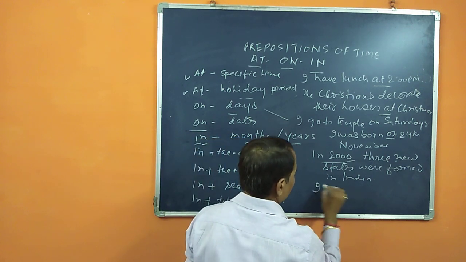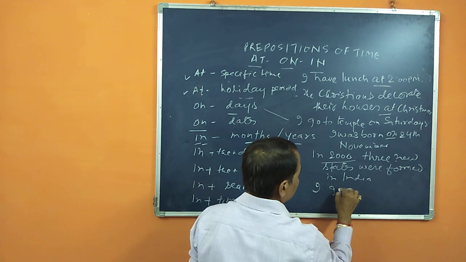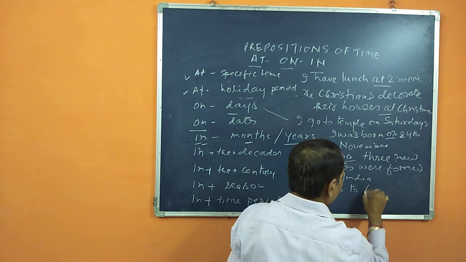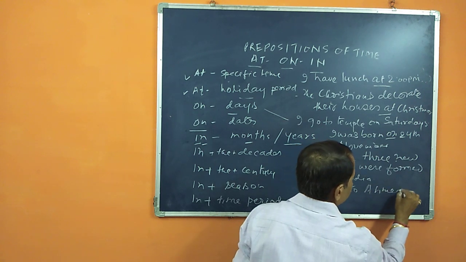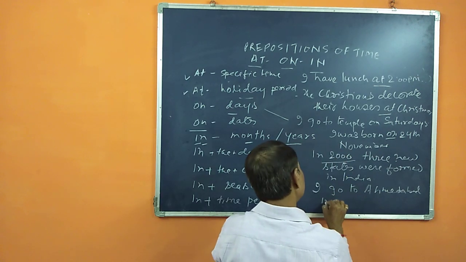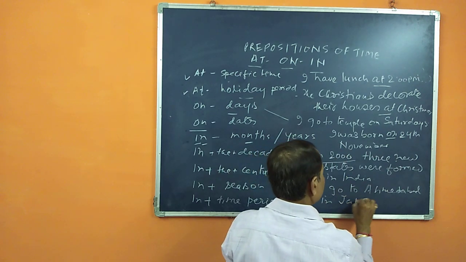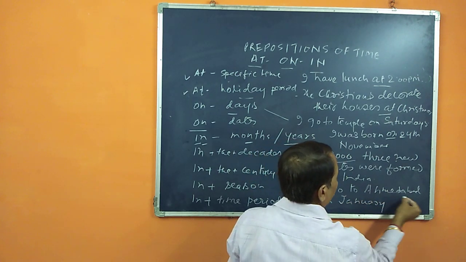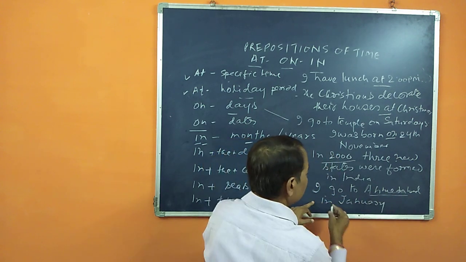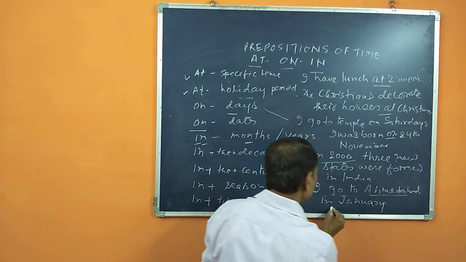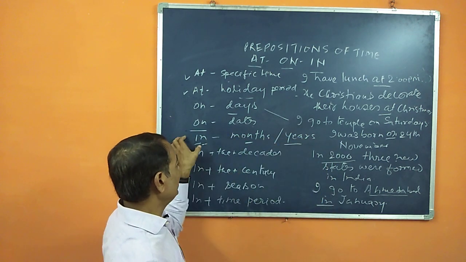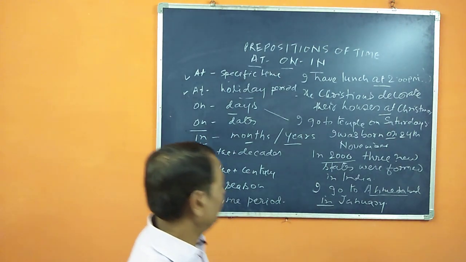I go to Ahmedabad in January. Ahmedabad is the name of a place. I go to Ahmedabad in January. Here I am putting in. So in months and years we use in. That you have to keep in mind.